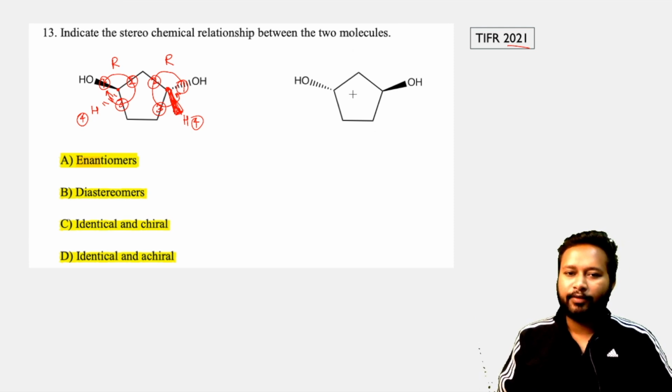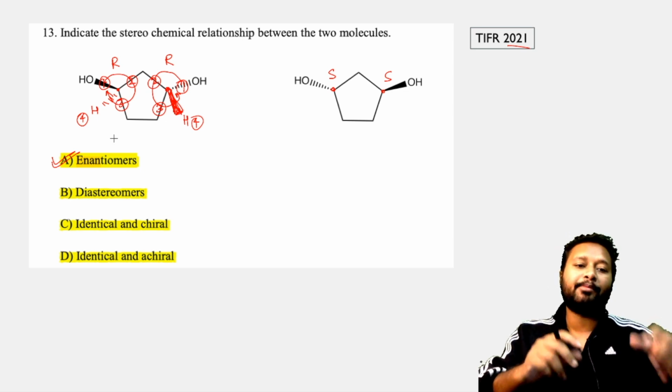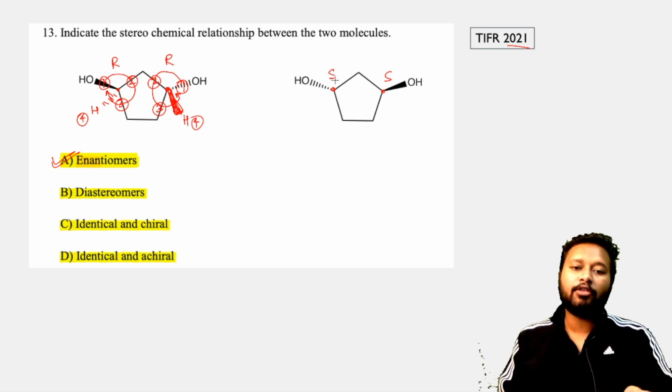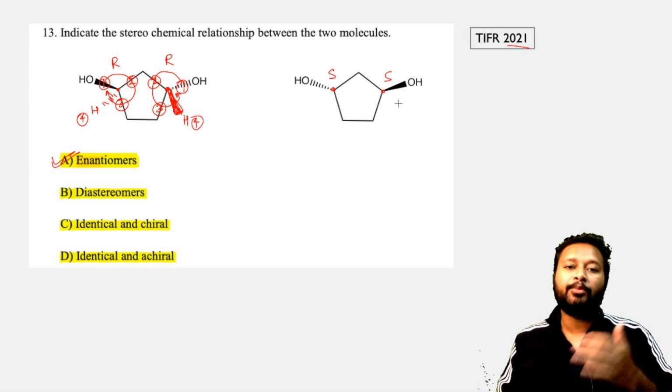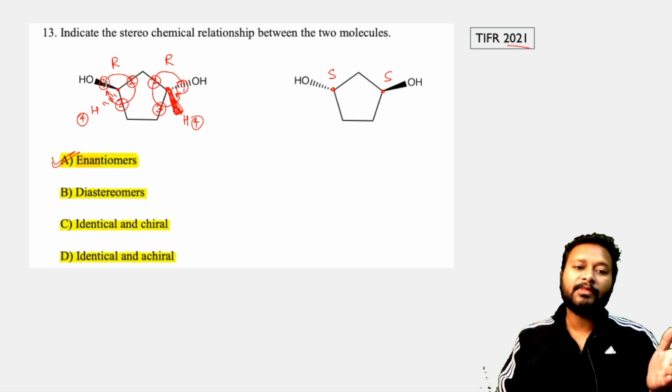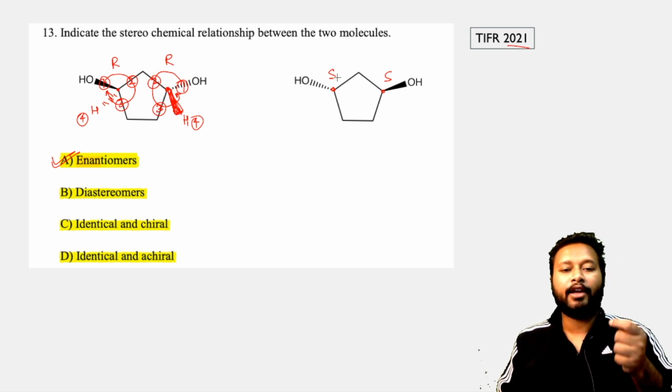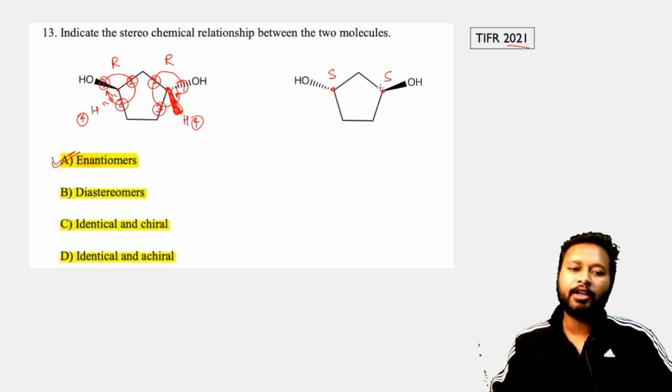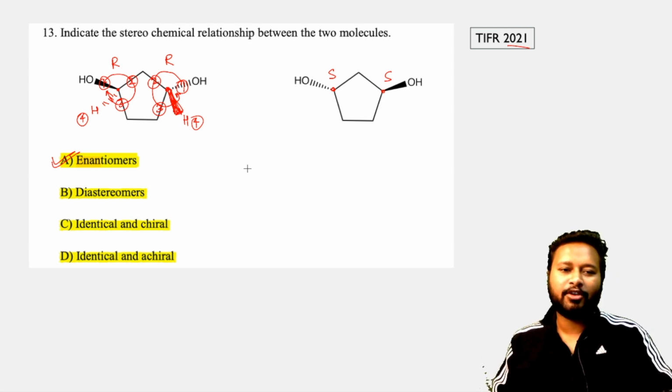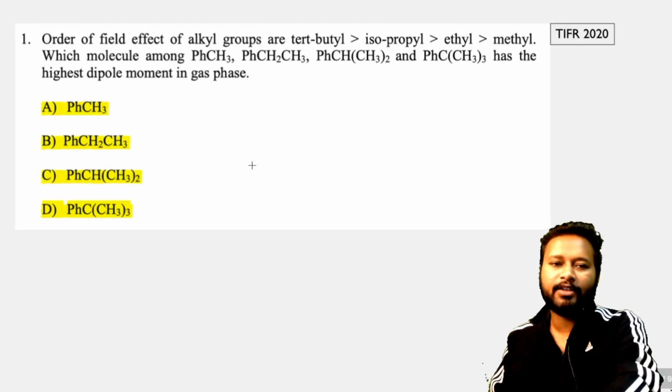Now similarly, we'll try to find out over here. I'm not going to do that, but when you calculate the configurations, you are going to get S and S over here. So remember that the configurations are exactly opposite of each other. That means it is an enantiomer. If it would not happen like that, let's say we were getting R and R, and here also we got R and R, in that case the molecules would have been identical. And if we have got R and R here, and here we would have got R and S, which is something weird, in that case the molecules will be diastereomers to each other. Okay, so this is how we find out the stereochemical relationship between the two molecules. I hope this is clear to you. Let's go to the next question then.